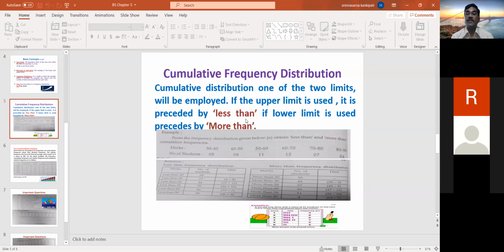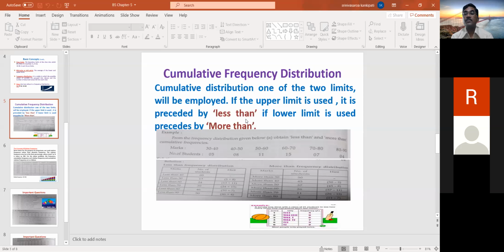The number of students is always considered as frequency. Under the 30 to 40 group, 5 students belong to that particular group, and 8 students belong to 40 to 50. 11 students in 50 to 60, 15 students in the 60 to 70 marks group, 7 students in 70 to 80, and 4 students in 80 to 90. Like that the problem was given.